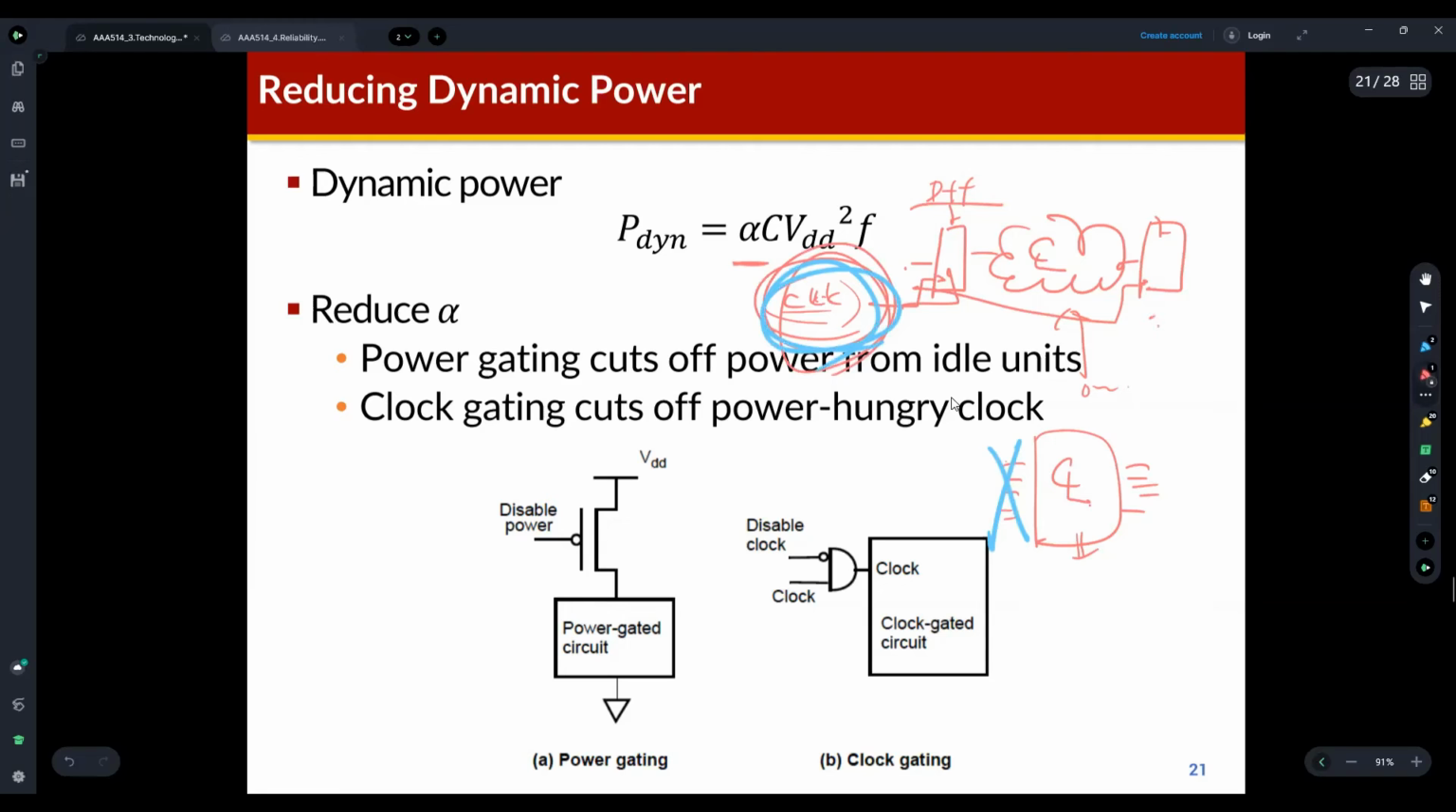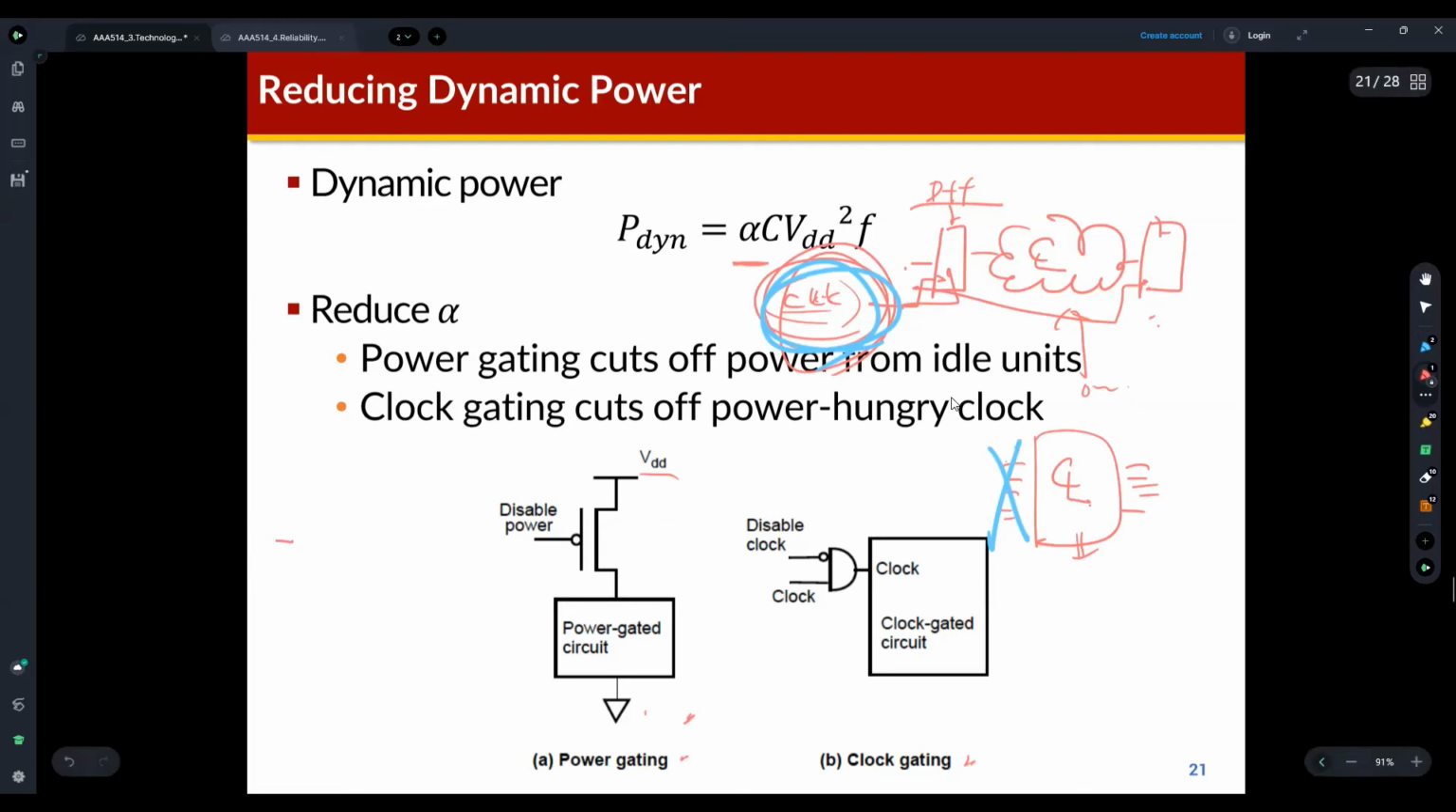And how can you change this activity factor of the clock signal? There are two different techniques. We can use power gating, or we can use clock gating. These two technologies are widely used in modern chip design. But I think power gating is a little bit different, because with power gating, we just cut off the current from VDD to ground of the circuit.